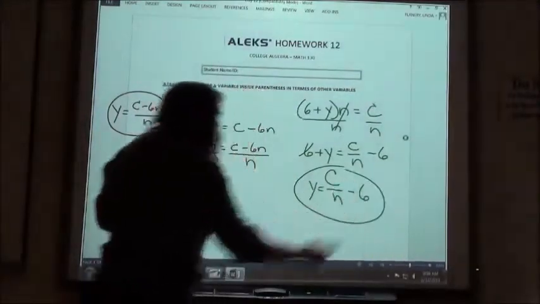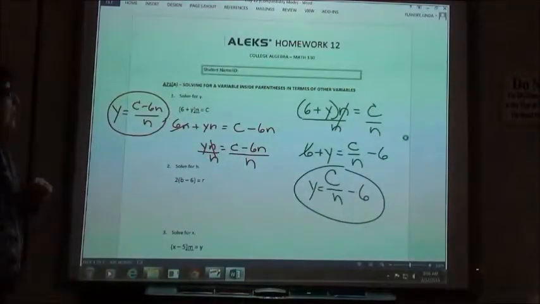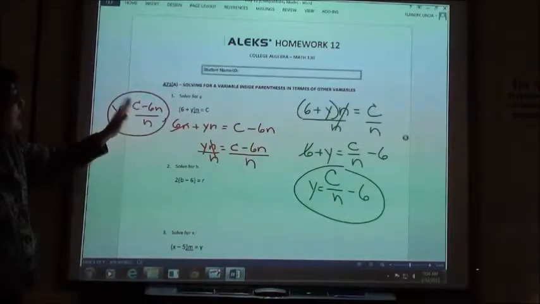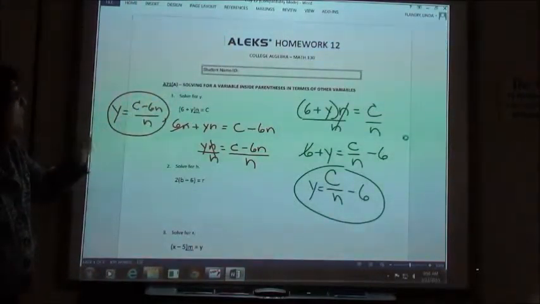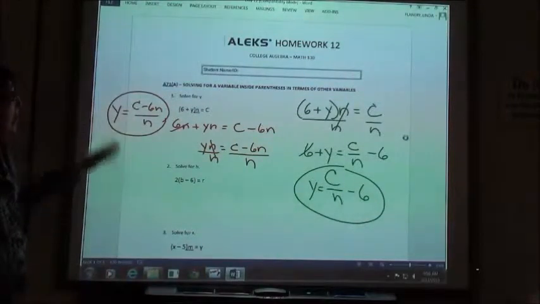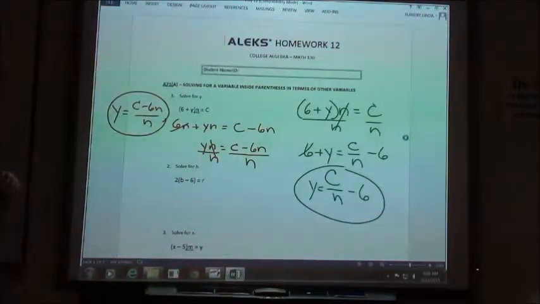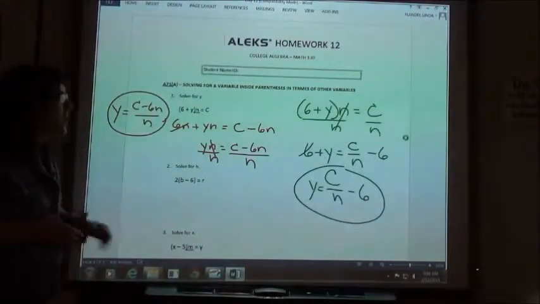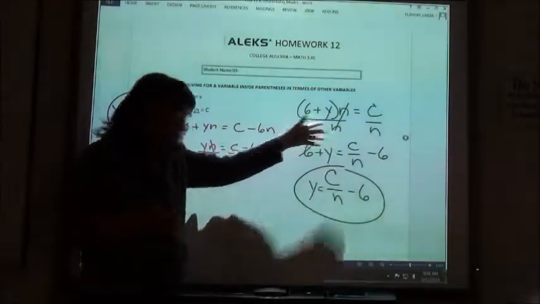This answer and this answer are equivalent to each other. If I would separate this into two separate fractions, I could cancel my n's out from the 6, but it'd still be under the c. So either one of those is correct in the way you would do it. It's just which way you're more comfortable. I like to get rid of my parentheses first, but certainly this way here works also.